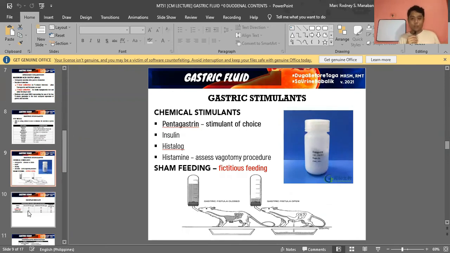Histamine is to assess vagotomy procedure or like kanang if nakay i-open ang stomach or something dira sa intestine, so vagotomy, all right? So you have to assess that, you use histamine.